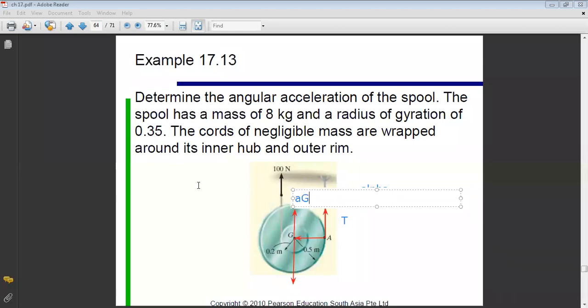So until now, my unknowns are a_G, T, and alpha. I have these three unknowns. I will start to write my equations. If I don't want to find the tension, I want to find just two equations to give me a_G. What can I do?